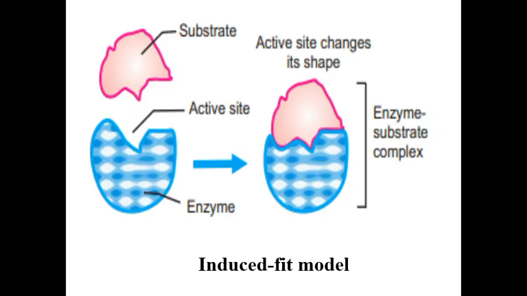This is the diagram. Substrate and active site are not specific to each other. They do not have specific shapes to fit exactly into one another, but as the substrate binds with the active site of the enzyme, the active site is molded into the required shape of the substrate, and then the enzyme-substrate complex is formed.